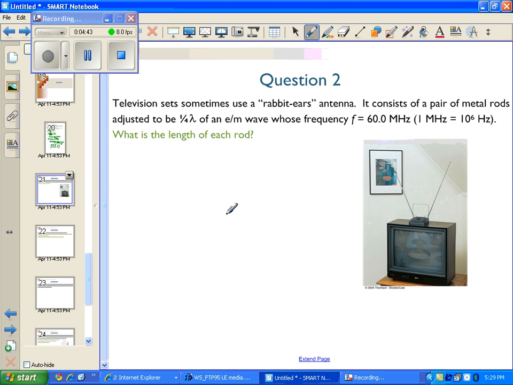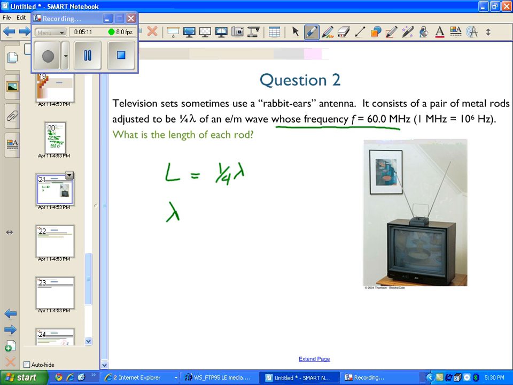Now, of course, you could always adjust the length of the antenna and the orientation, but let's just say that we are trying to receive light or a radio wave of 60 megahertz. And we're asked to determine the length of each rod, provided that the length is going to be 1/4 of the wavelength of the light.